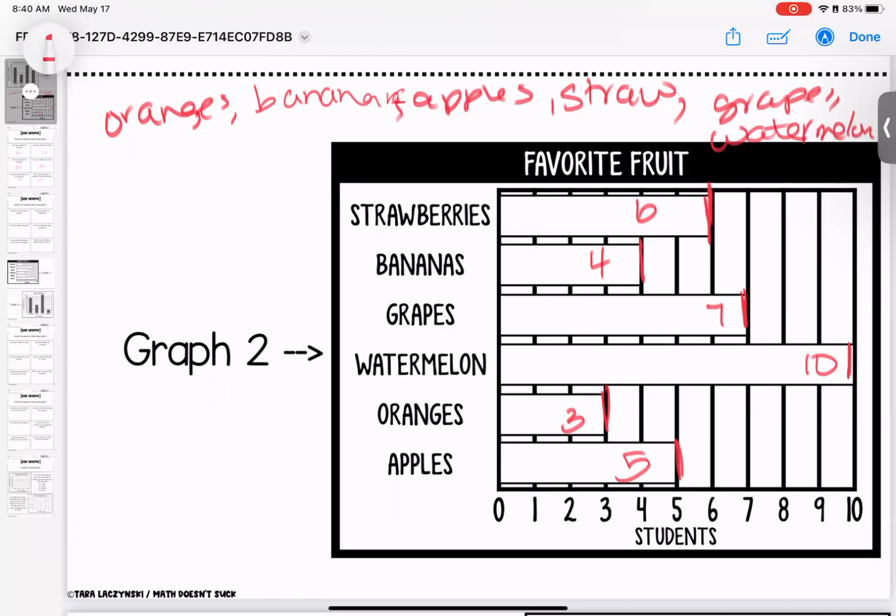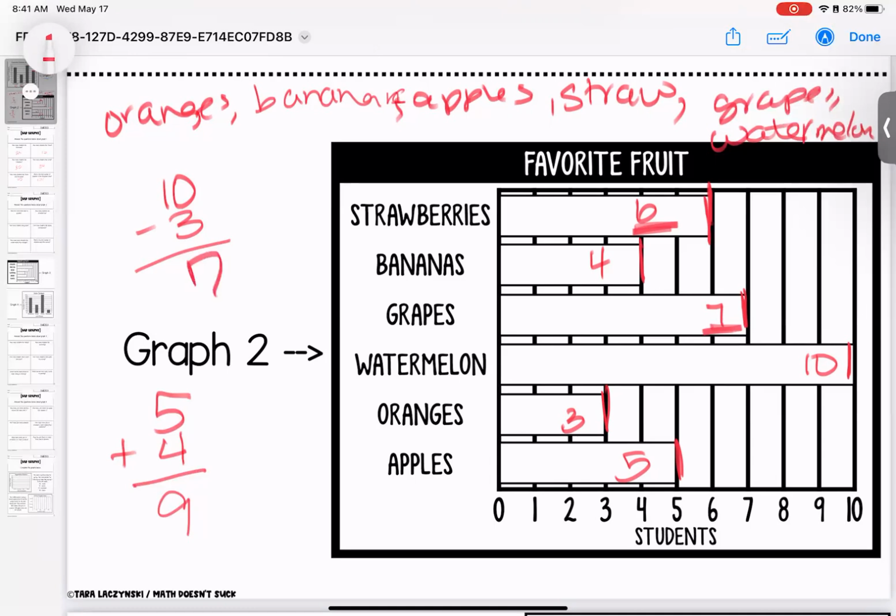How many students like strawberries? 6. How many students liked grapes? 7. How many students liked apples and bananas? Well, apples has 5 and bananas has 4. That gives us a total of 9. How many more students like watermelon than orange? Well, watermelon had 10. And orange had 3, and it said how many more, so we need to subtract. 10 minus 3 is 7.